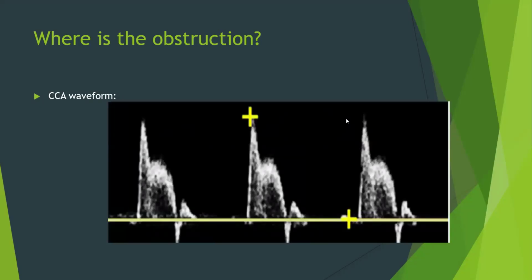So if now we put our Doppler right in that CCA again, and we're getting this waveform, where is the obstruction in this case? I'll give you a few minutes to think about this. Again, what is our acceleration time? What is our normal common carotid artery waveform, and what does it look like as far as high or low resistive?